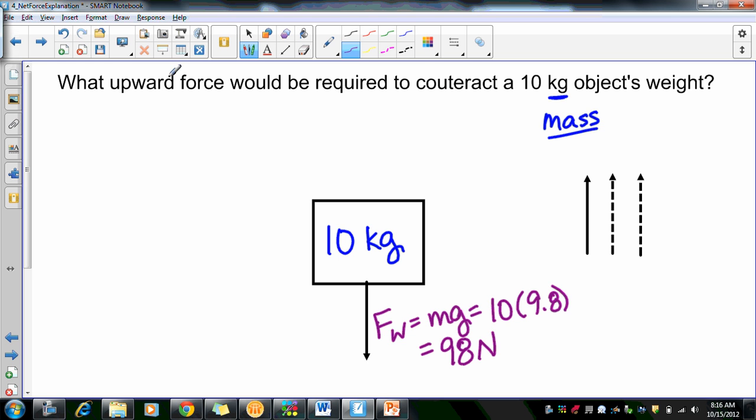And it says what upward force would be required. So we have an upward force as well to counteract it. So since we have a down arrow of 98 newtons, we would need an up arrow of 98 newtons to perfectly counteract it.